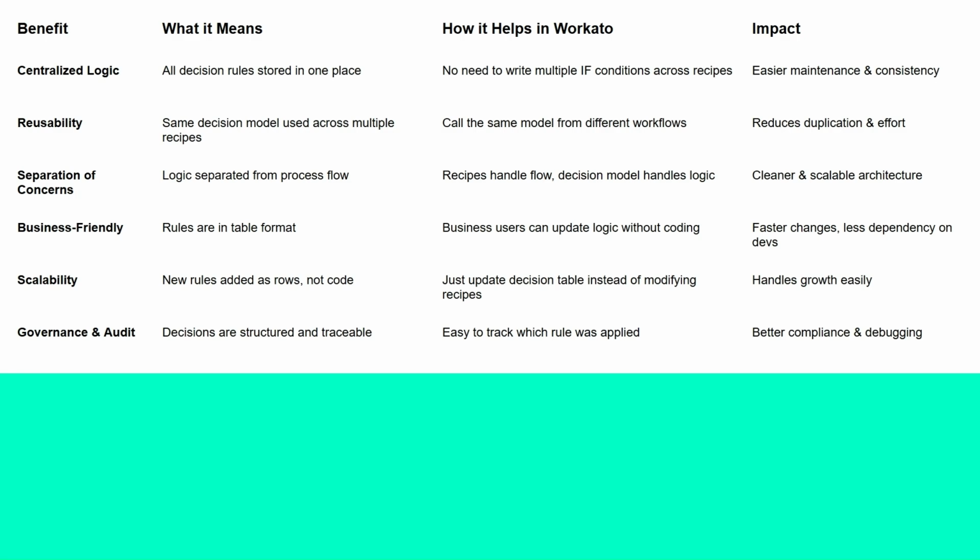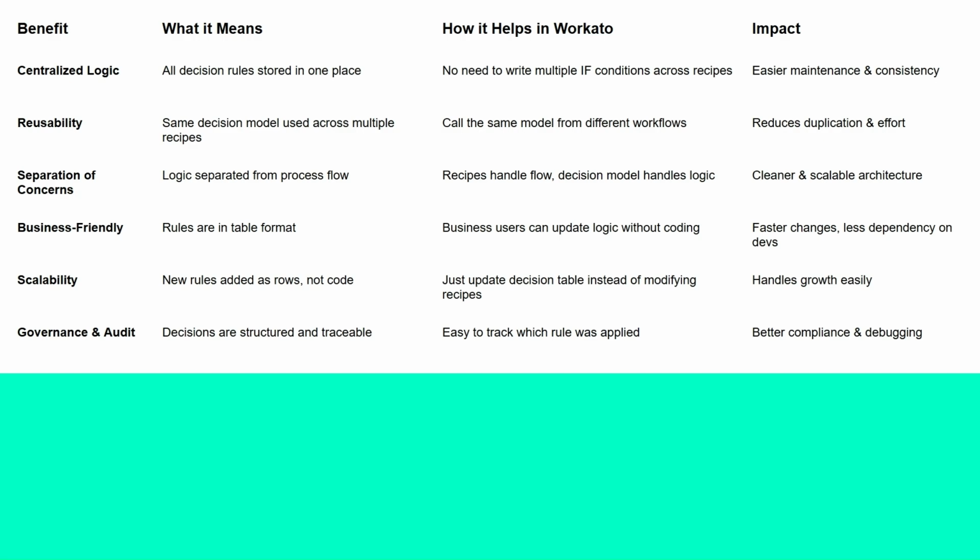Business-friendly: rules are in a stable format, and business users can update logic without coding, right? There's no coding knowledge required here. And scalability: new rules are added as rows, not code. So you just update the decision table instead of modifying the recipes.